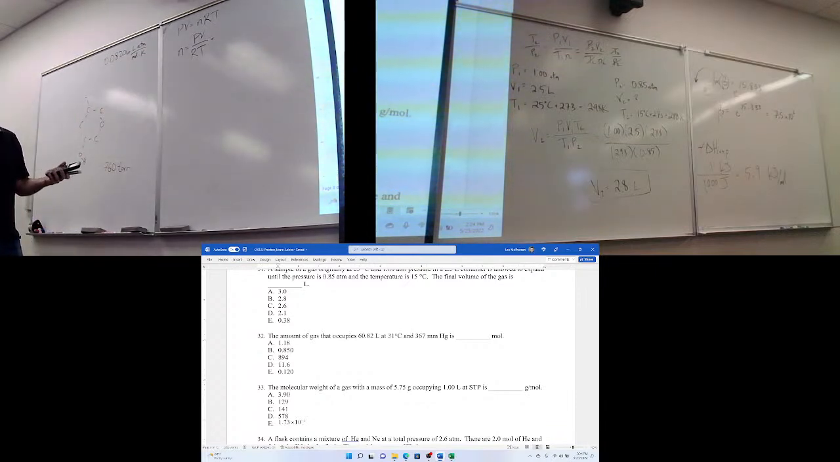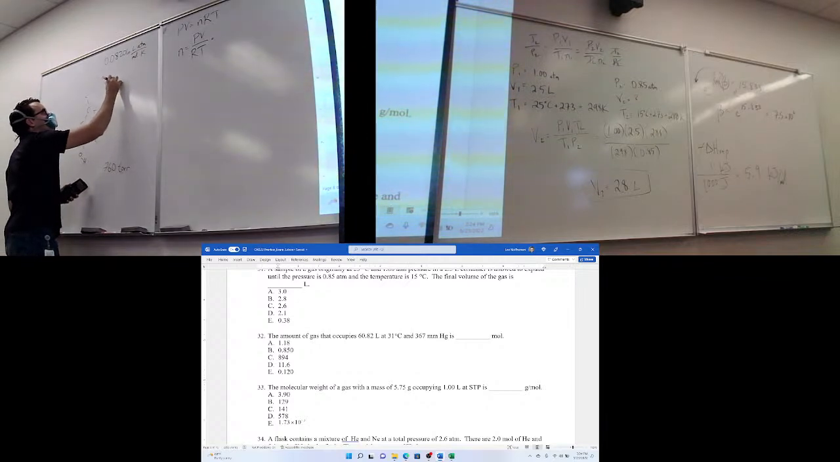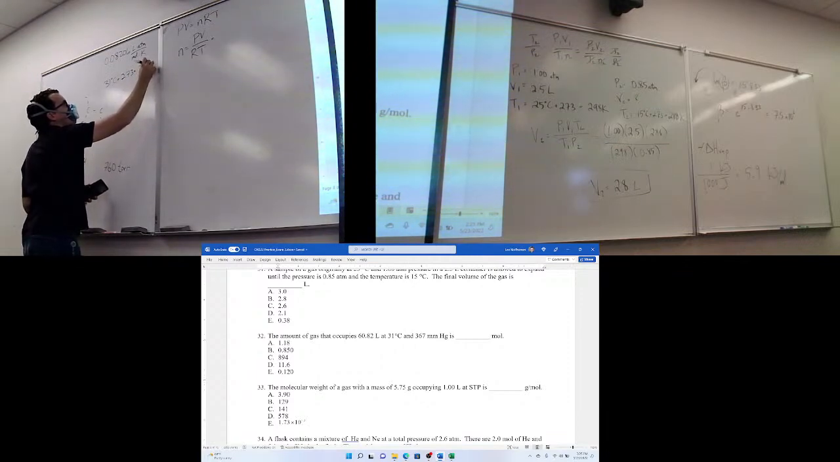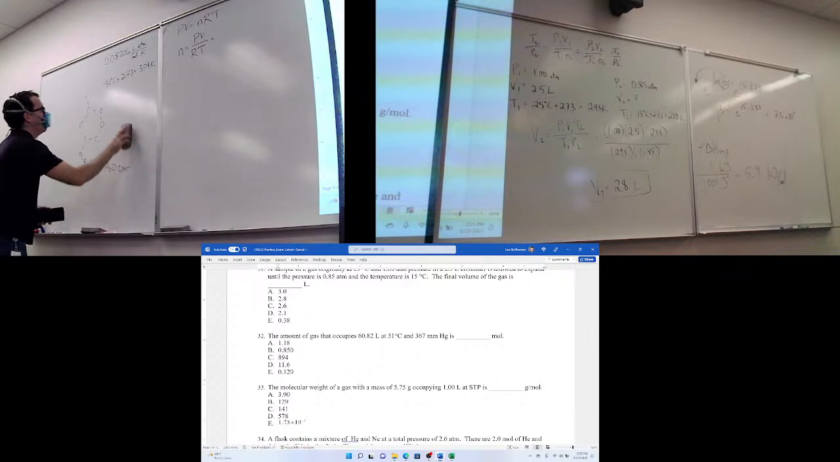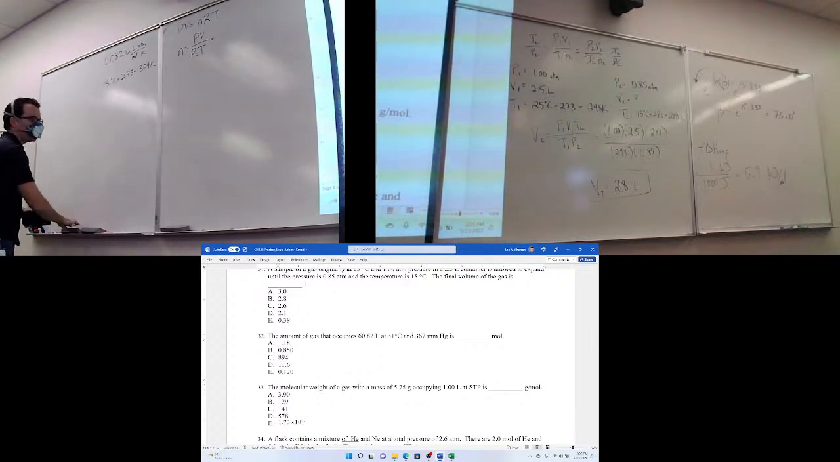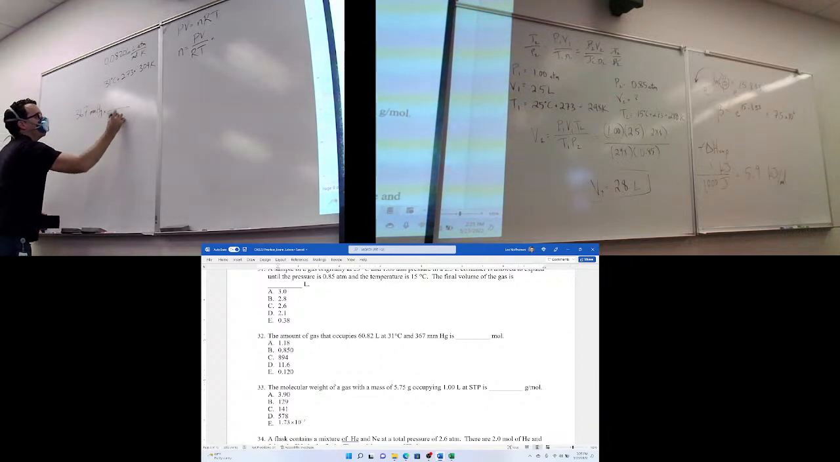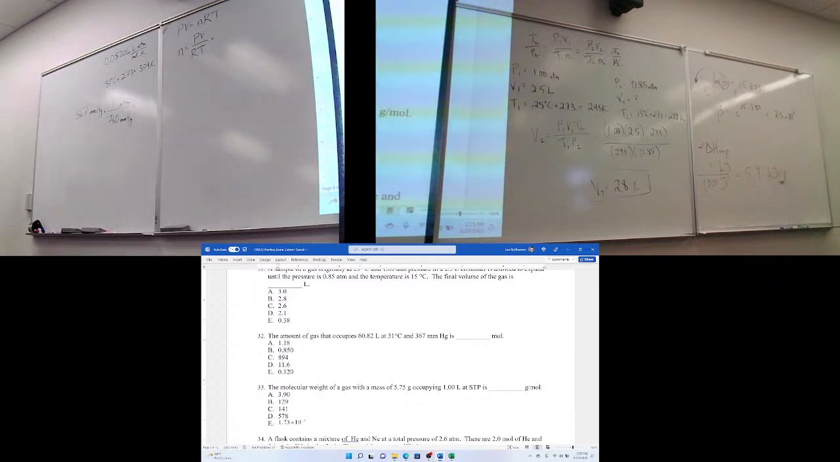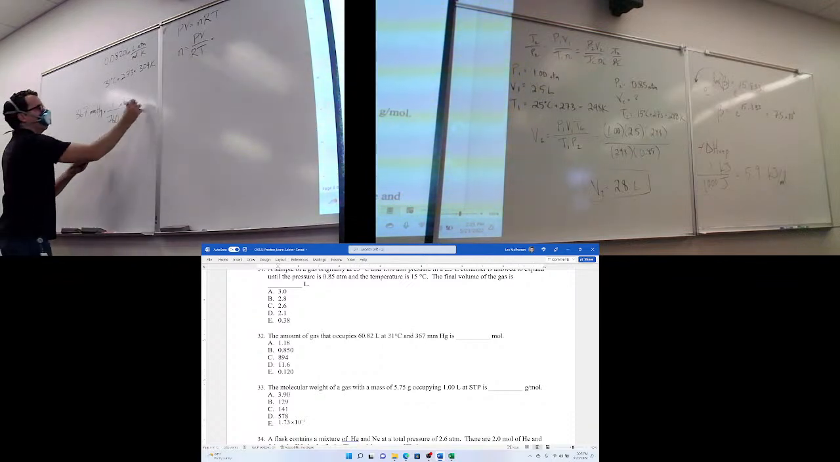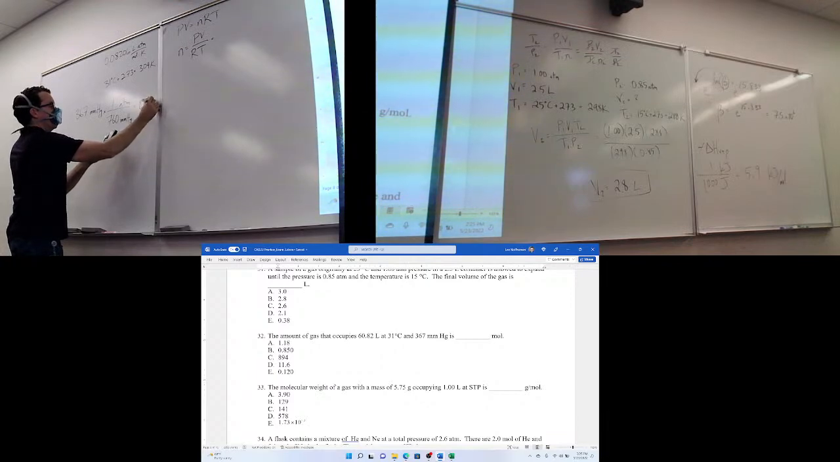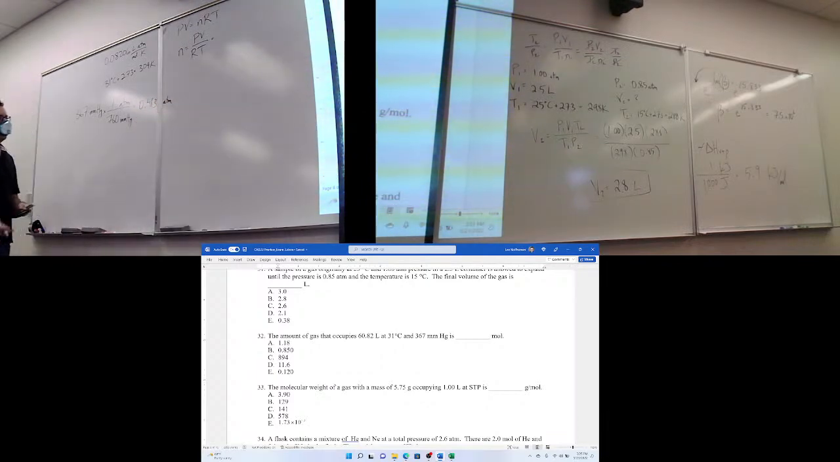So we'll convert the temperature, obviously, that has to be done anyway. So 304 Kelvin. And then we definitely have to convert the pressure too. Our pressure needs to be in atmospheres when we use PV equals nRT. So 367 millimeters of mercury. In 1 atmosphere, there's 760 millimeters of mercury. So 367 divided by 760, 0.483 atmospheres. And now we can plug it all in.